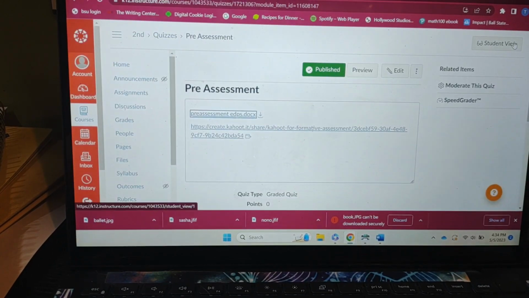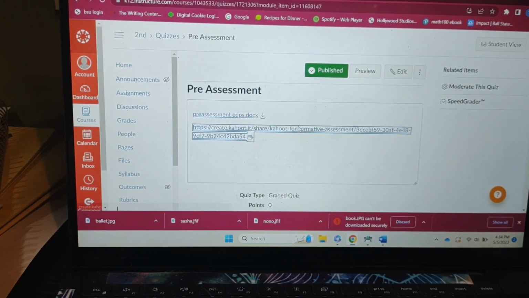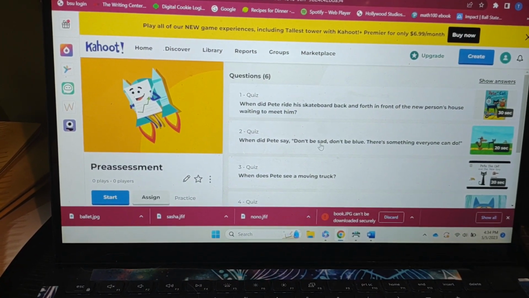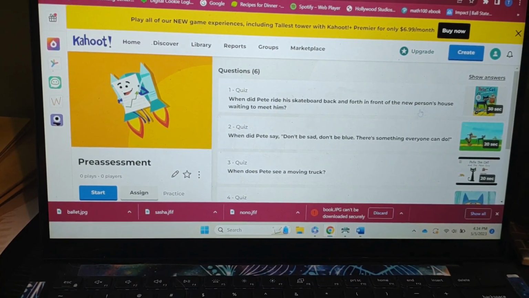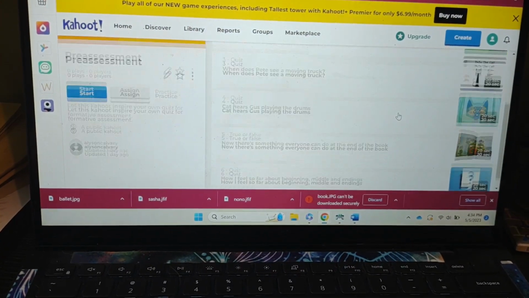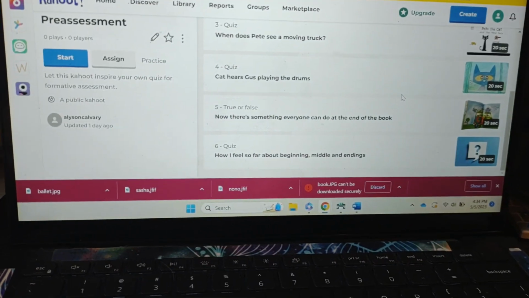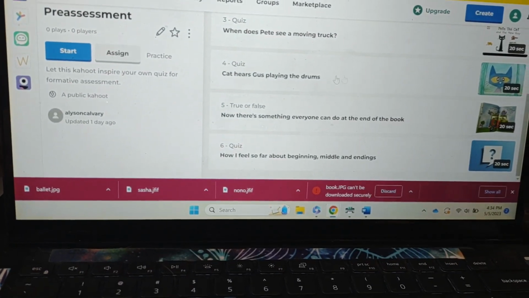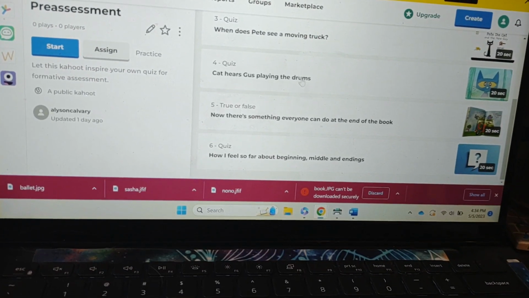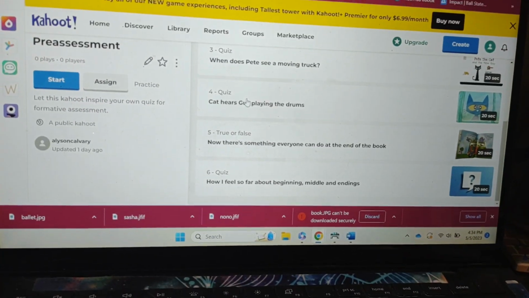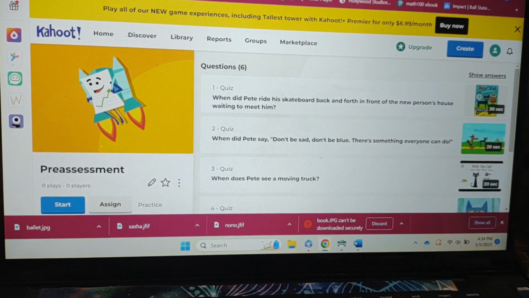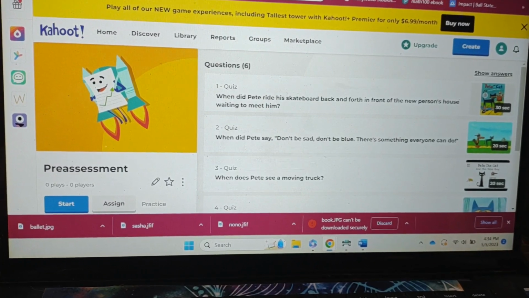And if we didn't want to do it on paper, I also have a link to the Kahoot for this particular one. We can go through, and I've included little pictures from the book as we take the quiz. And that asks similar questions that then directs the students. Like this one, when does Pete see the moving truck? And it'll say the beginning, the middle, the end, and then usually a silly answer. And this can kind of help gauge if they understood quickly where that was in the story.